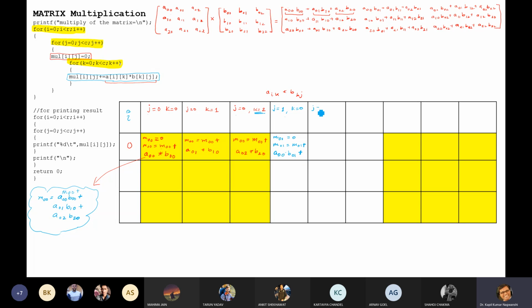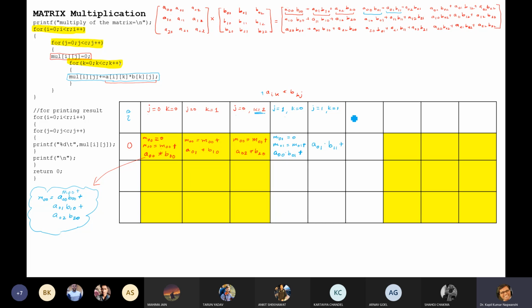Now what is the value of J? J is 1, K is incremented by 1. Now I am writing only this plus term. What is the term? A IK, 0, 1, multiplied by B KJ, K is 1, J is 1, and then plus. So here you can see that this is the first term 0, 0, 0, 1. Now 0, 1, 1, 1.